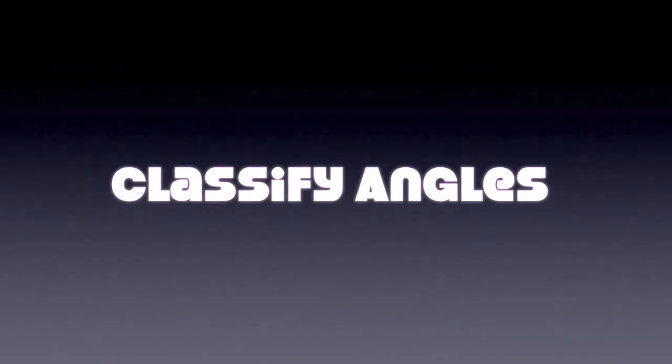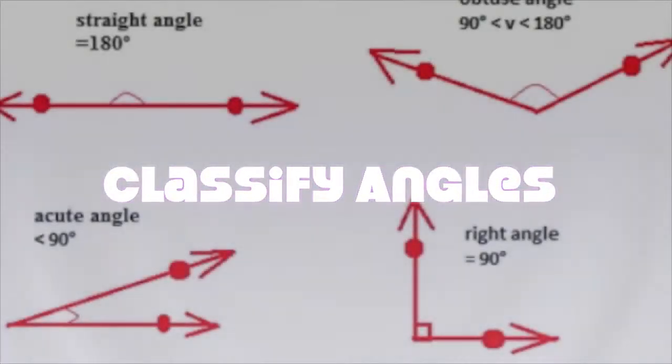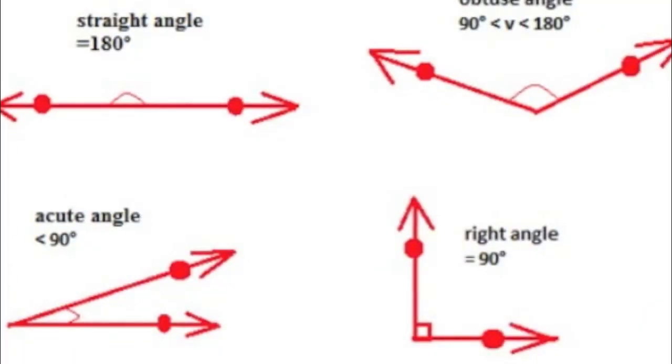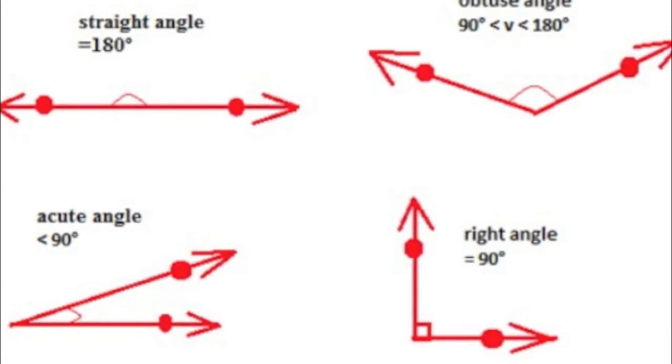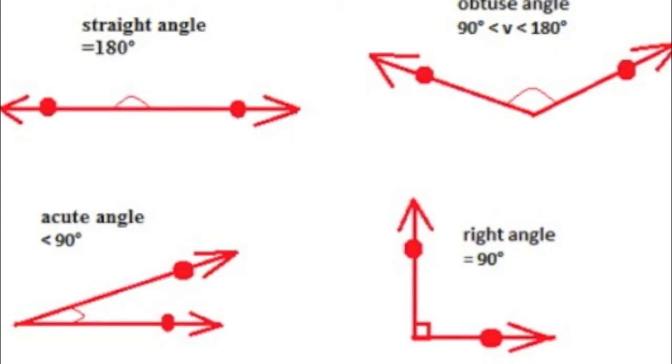All right, let's classify some angles now. We've got 4 primary types of angles that we're going to talk about. They are the straight angle, which is 180 degrees: 2 angles that are put together that create a straight line. Pretty self-explanatory. They look just like 2 rays going in opposite directions, or 2 opposite rays. A lot of times with our straight angle, you would have a vertex in the middle, and then 2 rays going in opposite directions. That creates that 180-degree straight angle.